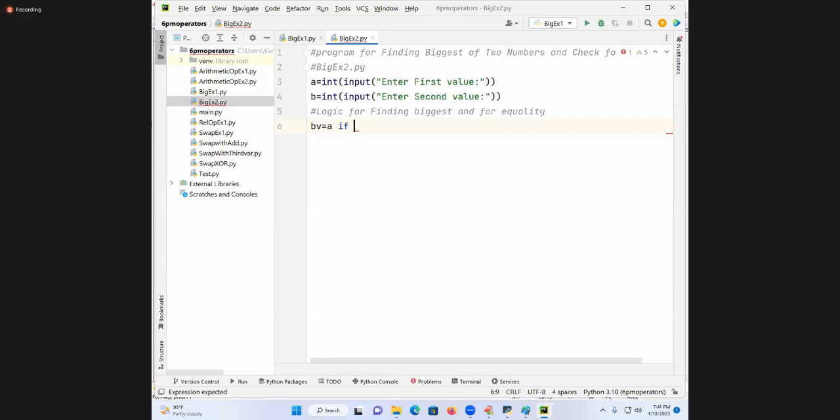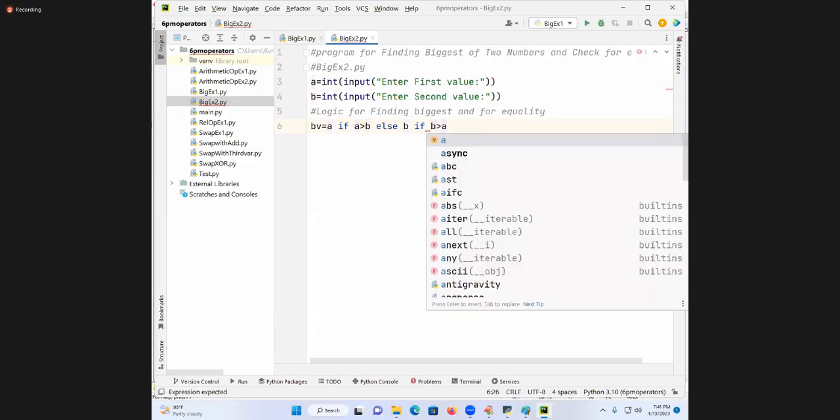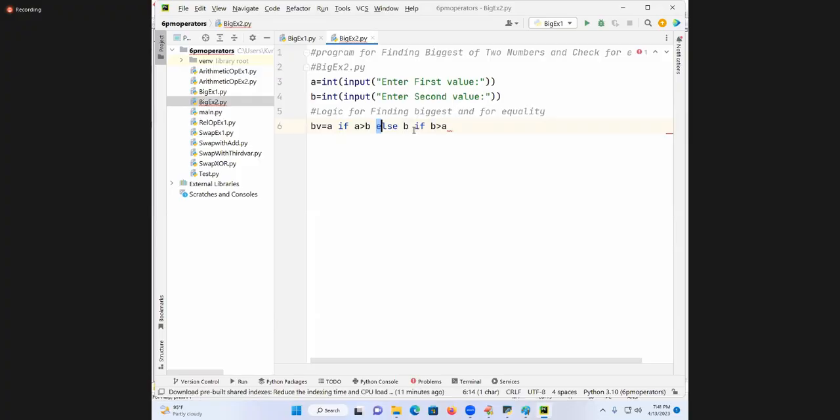Answer. A. If A greater than B, else, 1 minute. One else is coming. That means A is not bigger. B is bigger, right? When B is bigger? When B greater than what? B, if B greater than what? A. Okay. For this else, there is one more if. Else values are equal. That's all.